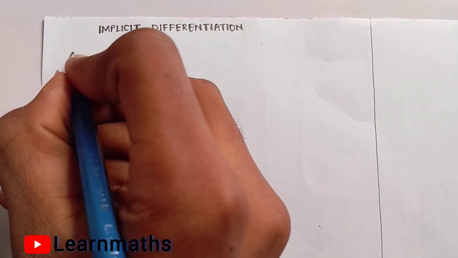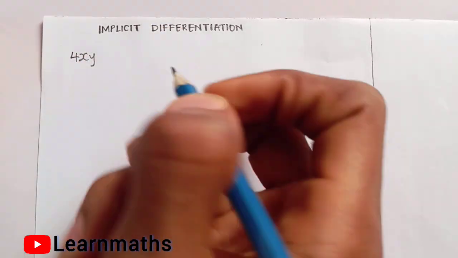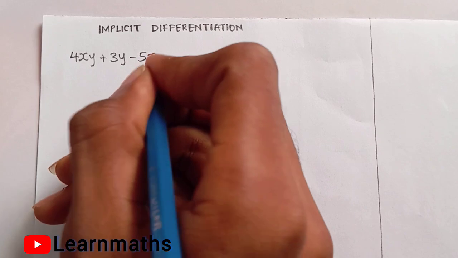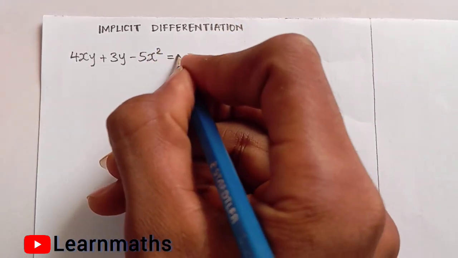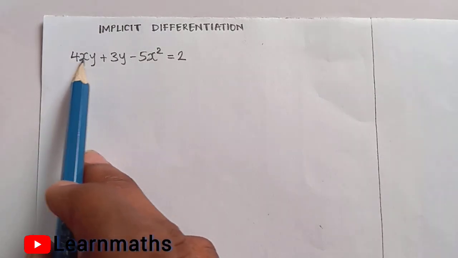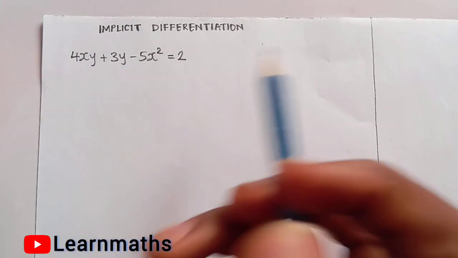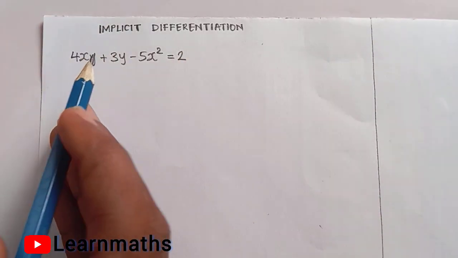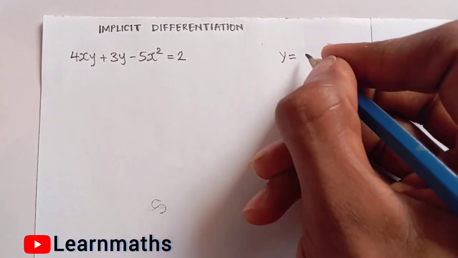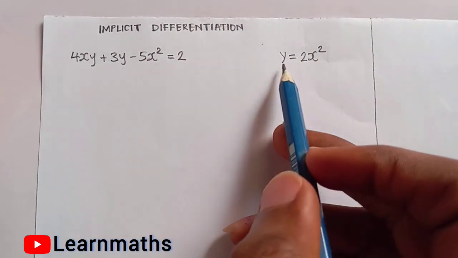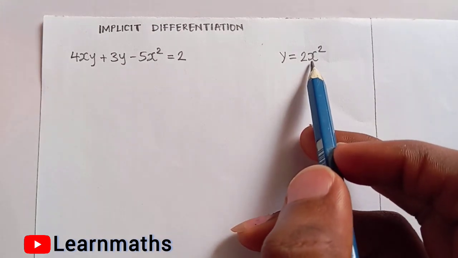We have 4xy plus 3y minus 5x squared equal to 2. Now if you look closely at this function, you observe that we have x and y being mixed up. We don't have a situation whereby x is on one side and y is on the other side of the equation, something like this: y equal to 2x squared. For this function, we have y on the left hand side and x on the right hand side.